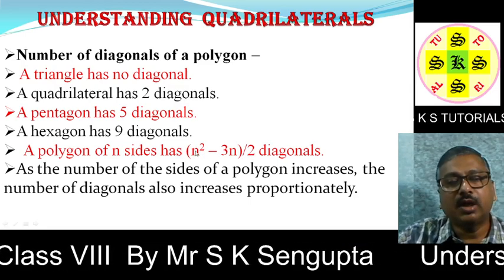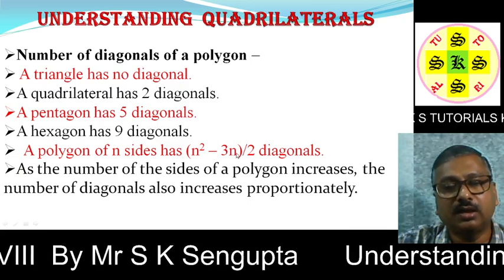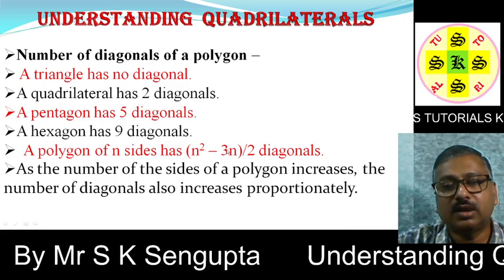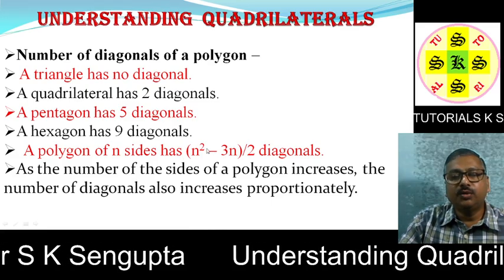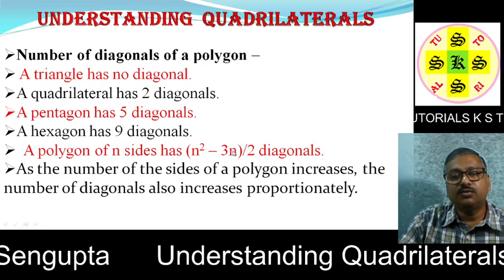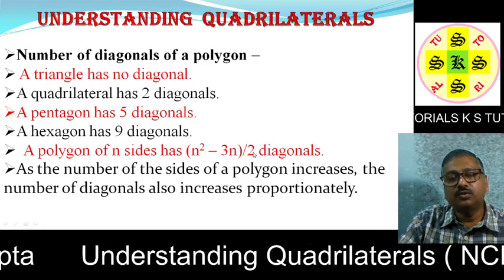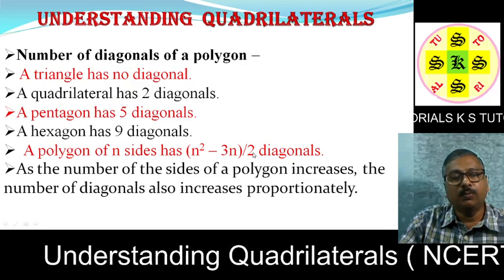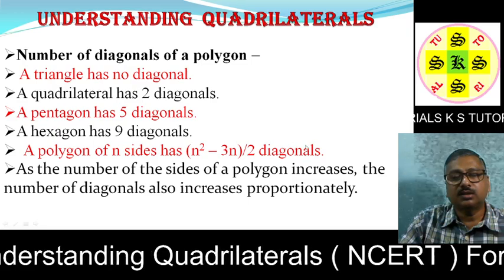Now if we put n equal to 3, 3 squared is 9, minus 3 into 3, that is 9, so 9 minus 9 is 0, divided by 2 is 0. That is for a triangle, no diagonal. If we put n equal to 4, 4 squared is 16, minus 3 into 4, 12, 16 minus 12 is 4, divided by 2 is 2. So a quadrilateral, that is a polygon having 4 sides, has 2 diagonals.